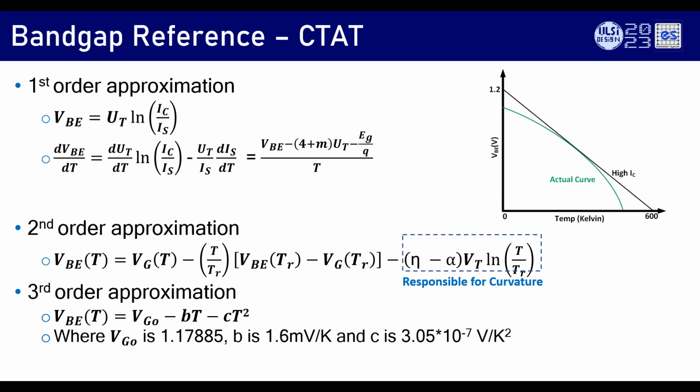This second-order term is responsible for curvature. We will see how to clean up the curvature in future slides. And again, you can go with the third order approximation and, by having this polynomial expansion, get VBG0 minus BVT minus something times T squared, where b and c are some constants. The actual curve is shown in green, like you saw in the measurement results for gallium arsenide, silicon, and germanium, shown in the figure. Now you draw a tangent and it extrapolates to 1.2. Okay, this is the CTAT.